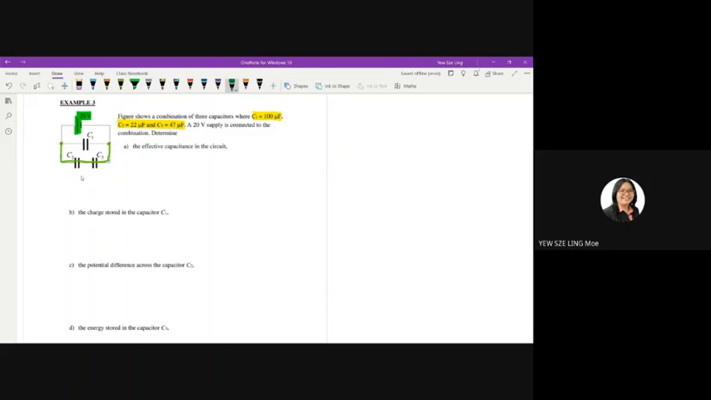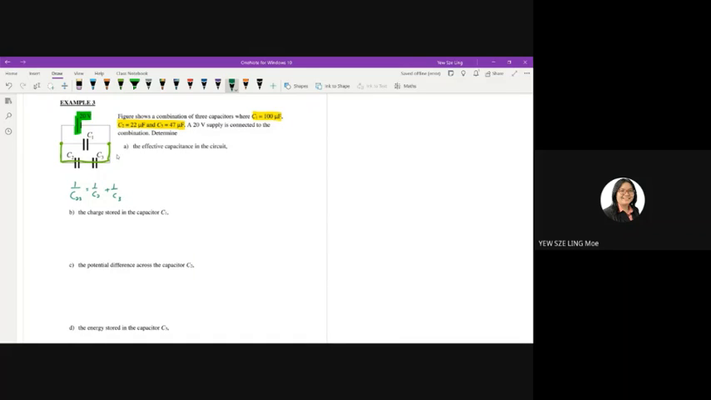So I'm going to call it again Cx. So 1 over Cx is equal to 1 over C2 plus 1 over C3. Okay, and then maybe I can call it like this. I think it will be easier for you. I'm going to call it C23, because I only have 3 capacitors right here.